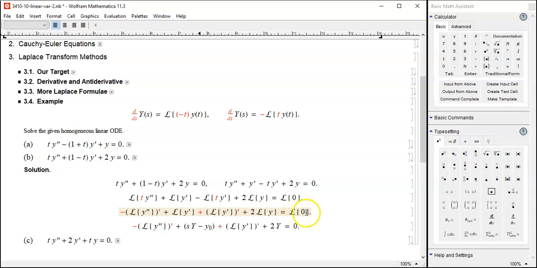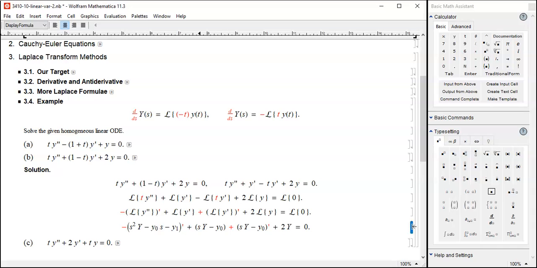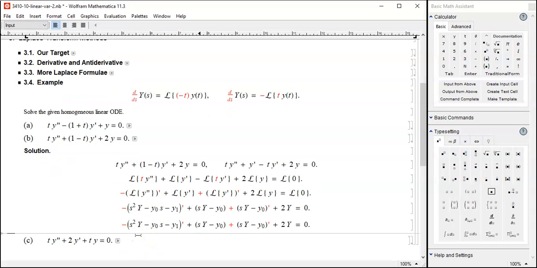Okay, now let's take Laplace transform of 0. That's 0. Laplace transform of y prime is that. And then the Laplace transform of y double prime. Okay. All right. It goes over here. sY minus y naught. And then this one, s squared Y minus y naught s minus y1. Okay, those were input derivative formulae. I hope everybody still remembers everything.